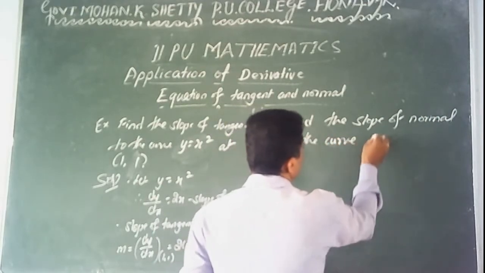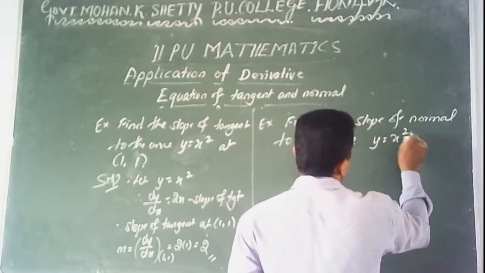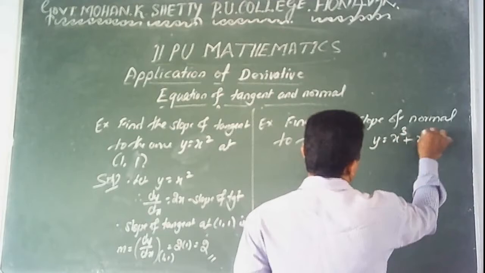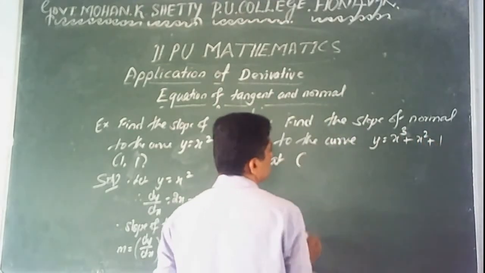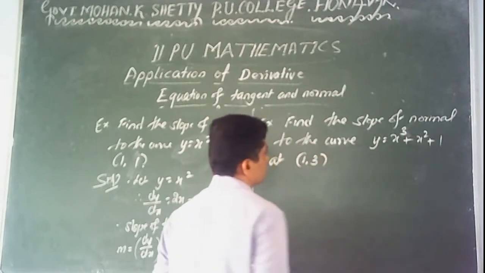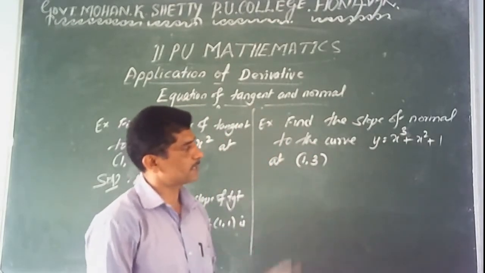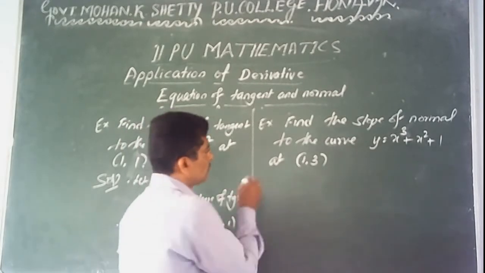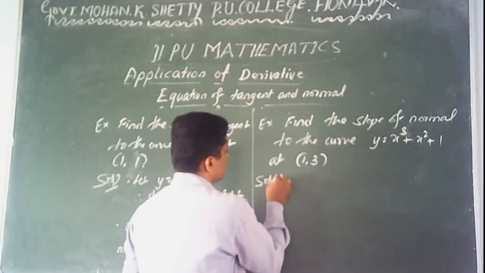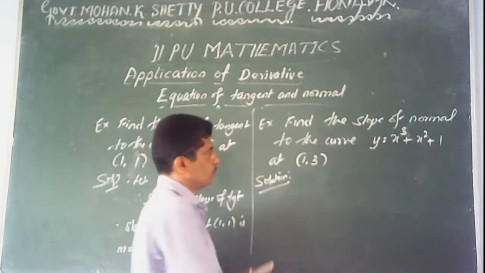In a similar way, find the slope of normal to the curve y is equal to x cube plus x square plus 1 at the point 1 comma 3. At the point 1 comma 3, what slope of normal do we get? Very simple questions, 2 mark questions.